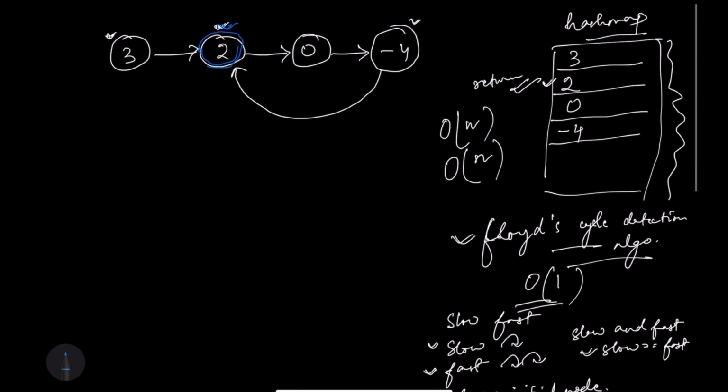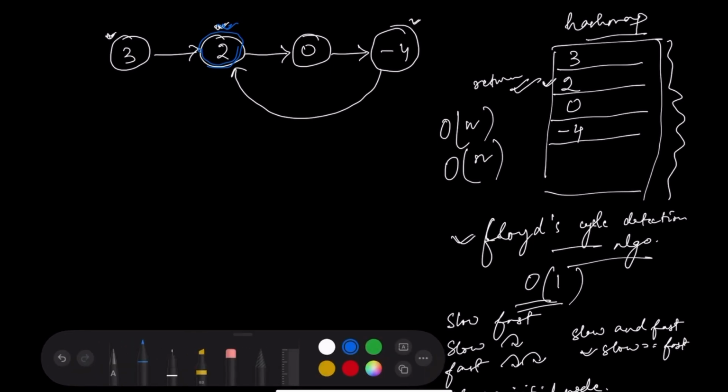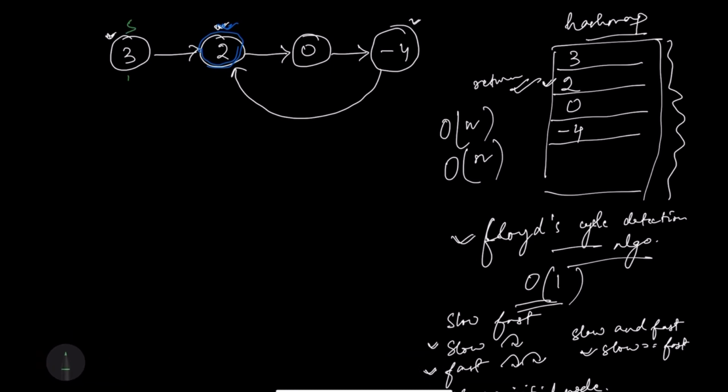So let's do a dry run and see how it goes. We will have two pointers, one is slow, another is fast. Our slow will move one step at a time and our fast will move two steps. So now our slow will be here, our fast will be here. Our slow will be here in the next step. Our fast will skip this one as it moves two steps, so it will be here. Then our slow will be here, our fast will be here. At this point, when our slow equals fast, we will know the linked list has a cycle.